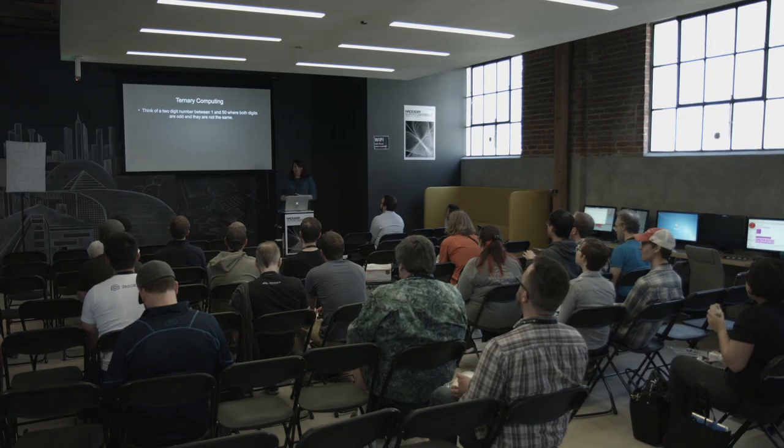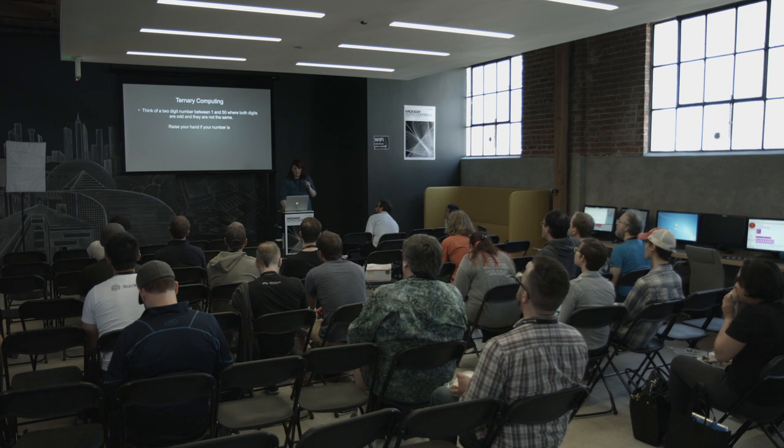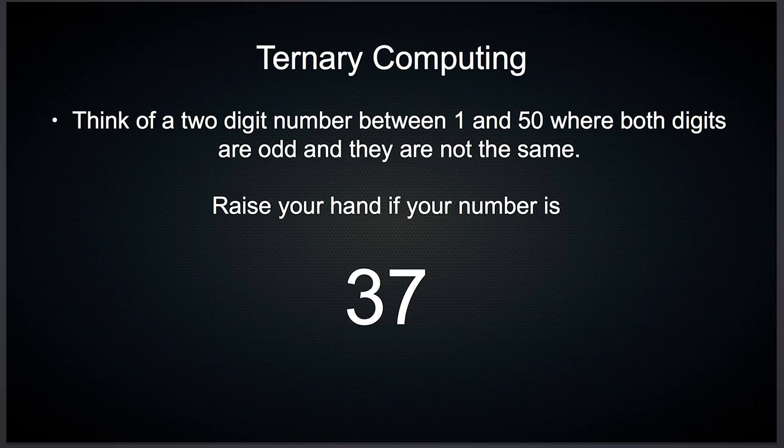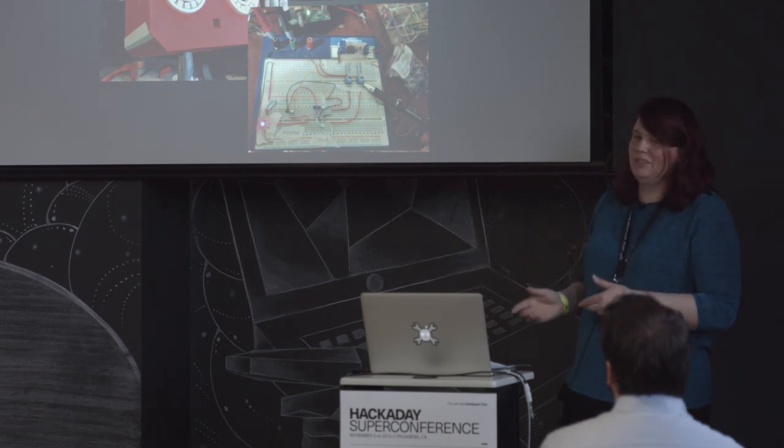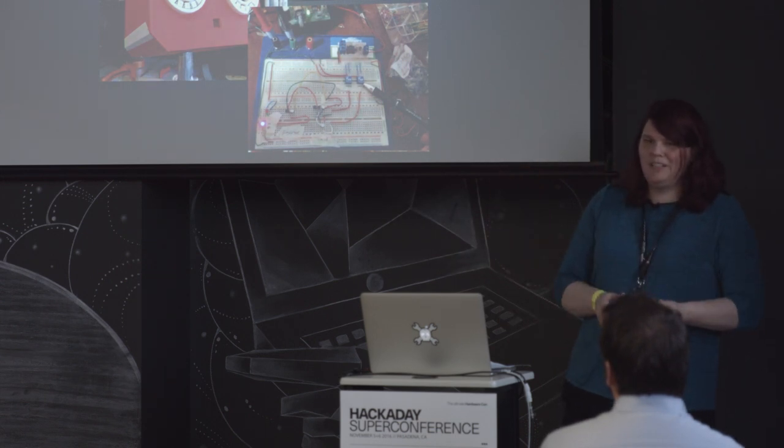Basically my talk is on ternary computing. But before I get into that, out of curiosity, I had a question for everybody here. I want you all to think of a two-digit number between 1 and 50, where both digits are odd and they're not the same digit. Does everybody pretty much have that? Now, if your number was 37, can you raise your hand? That's pretty cool. The reason for the question is, statistically, most people do pick the number 37 for that.